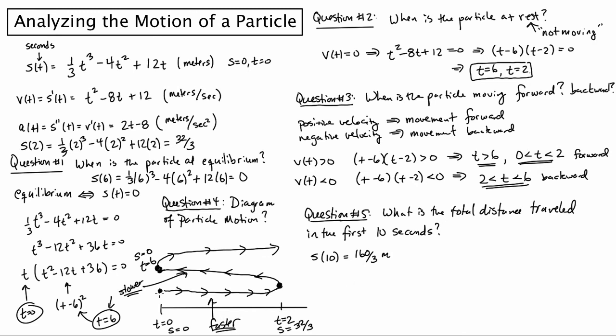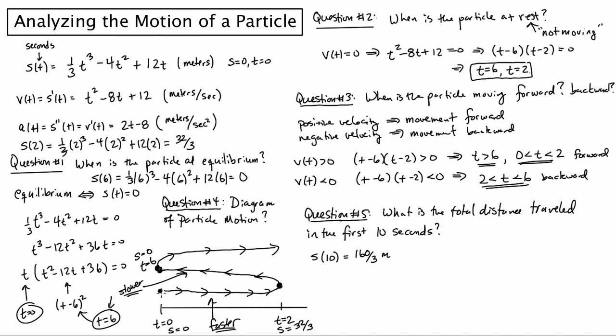Because notice we're traveling forward and backwards and forwards, and our position may be 160/3 meters from where we started, but we might have traveled more than that by the time we get there. In fact, we will have traveled more than that by the time we get there. So how do we calculate it? Well, this is where the diagram of the particle motion helps. I have to add up each of these legs separately.